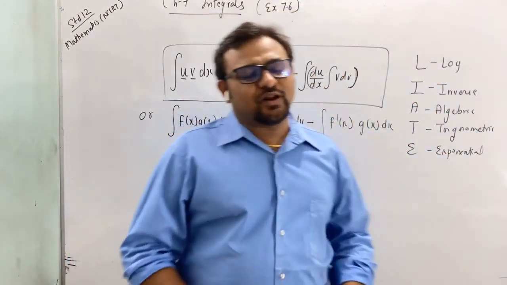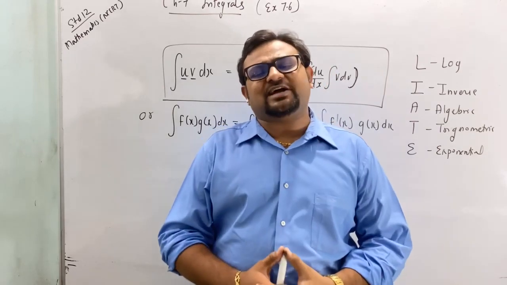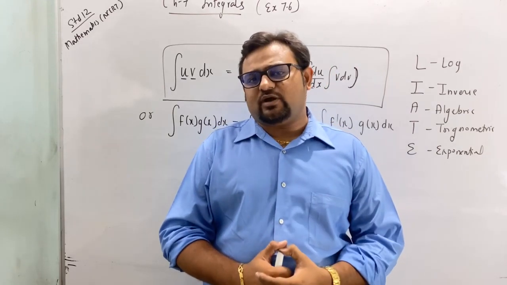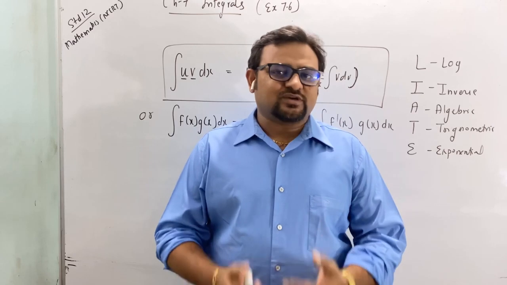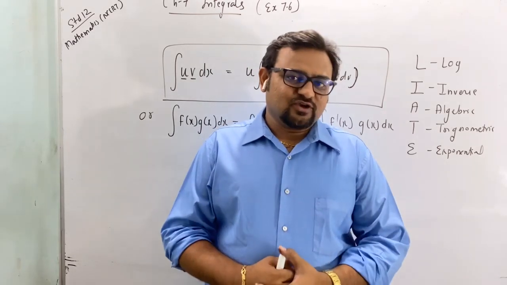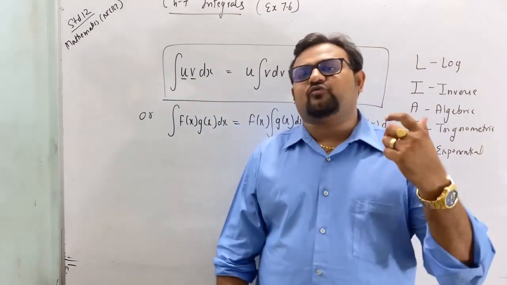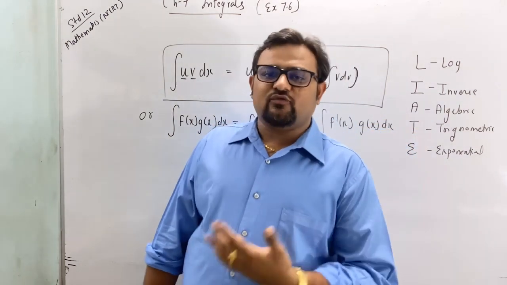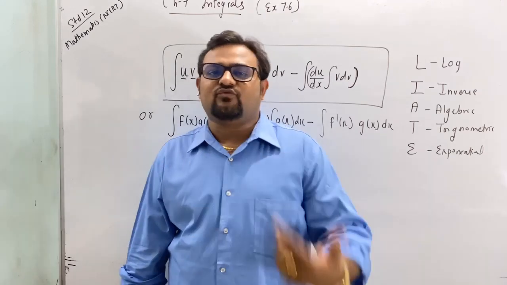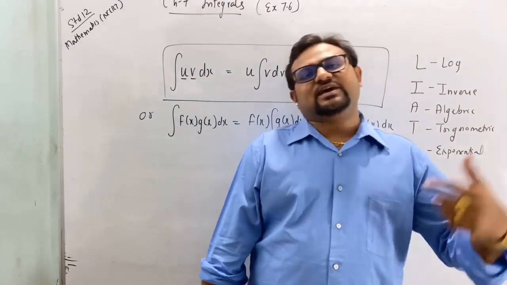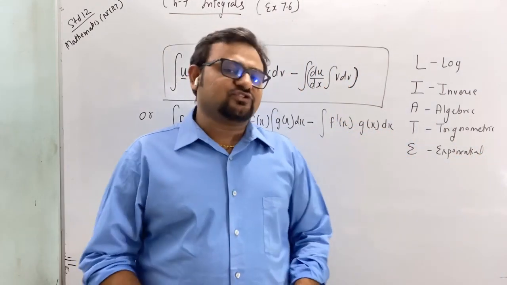Hello students, welcome back. Today we'll start with exercise 7.6. So new exercise, new formulas. In differentiation you have studied the formula for uv when there is a product of two functions. Derivative of uv means u as it is times derivative of v plus v as it is times derivative of u. We are using that formula.